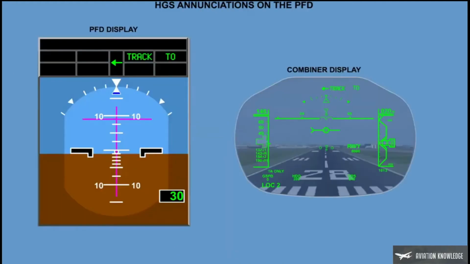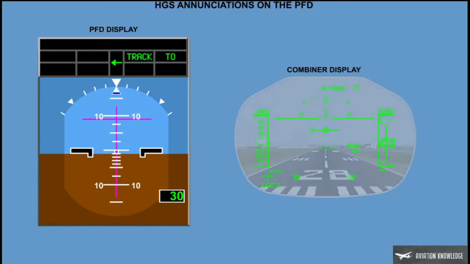System status and warning messages are shown on PFD. The PFD data and messages for the HGS include the following. Low Visibility Takeoff, LVTO, operations. LVTO in white, shown on the PFD, indicates that LVTO is on. LVTO in green, shown on PFD, indicates that LVTO is active.